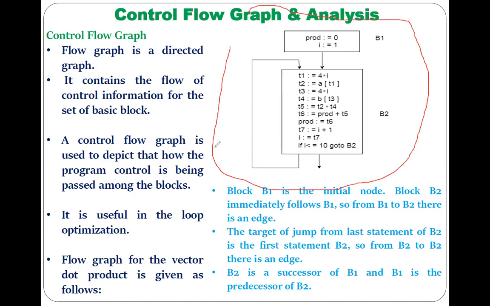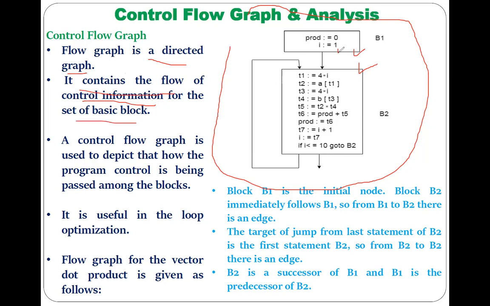Now, what is the control flow graph? It is a kind of directed graph. And for what purpose are we constructing it? We are constructing it to show how the control is moving from one particular basic block to another basic block. Understood? The same thing I have mentioned: the flow graph is a directed graph. It contains the flow of control information for the set of basic blocks.